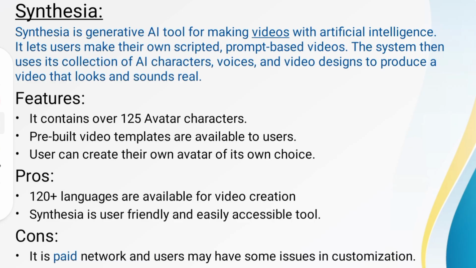Synthesia. Synthesia is a generative AI tool for making videos with artificial intelligence. It lets users make their own scripted prompt based videos. This system then uses its collection of AI characters, voices, and video designs to produce a video that looks and sounds more realistic. There are different features of Synthesia, which are: it contains over 125 avatar characters. Pre-built video templates are available to users for making videos more easily. Users can create their own avatar of their own choice.